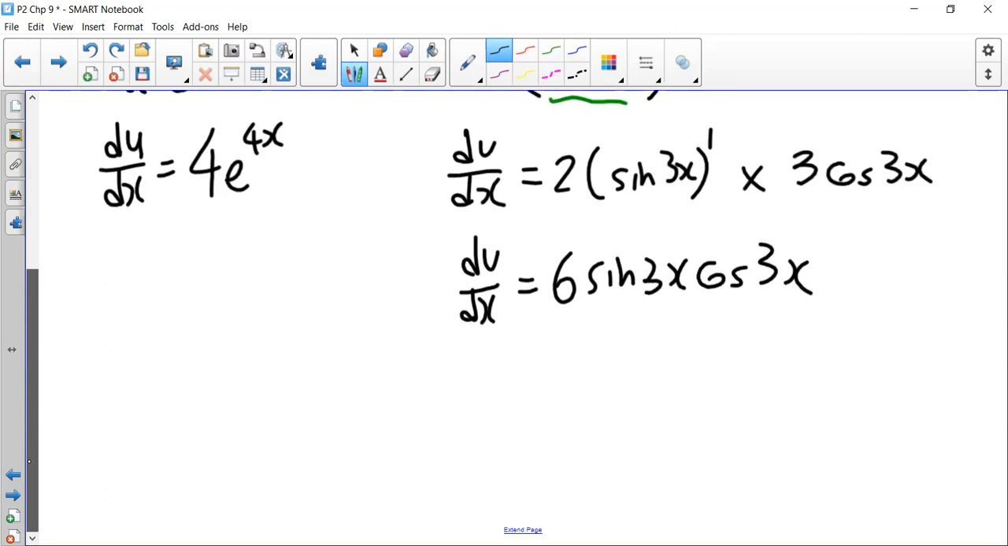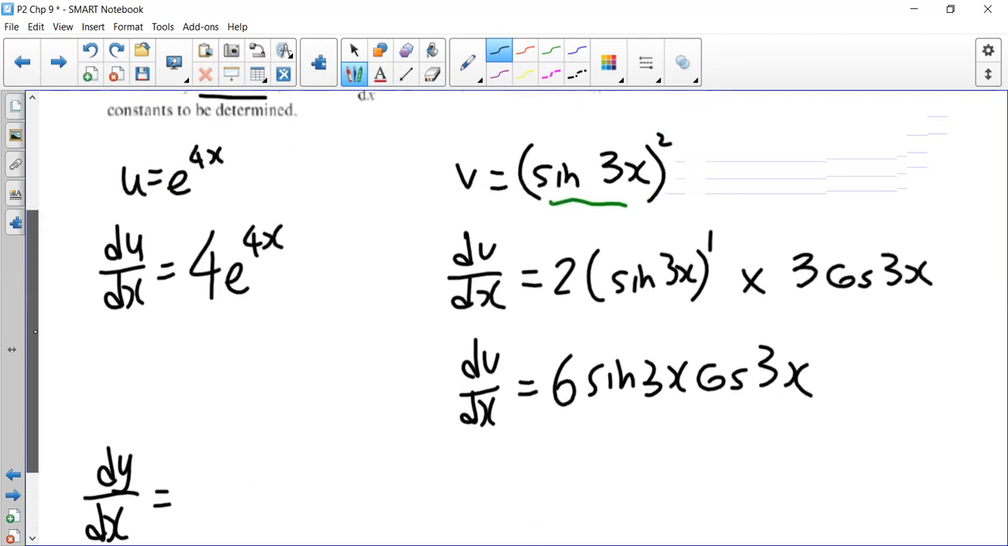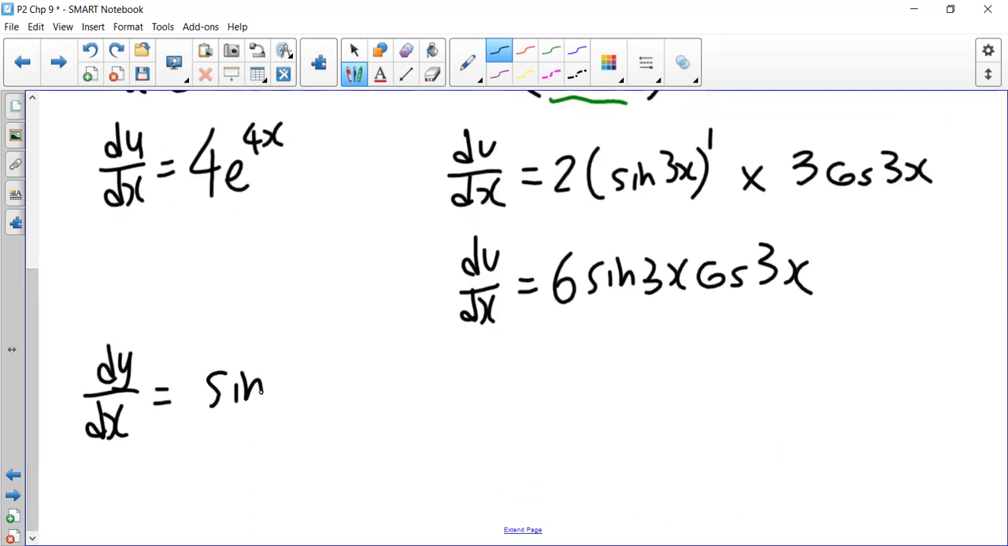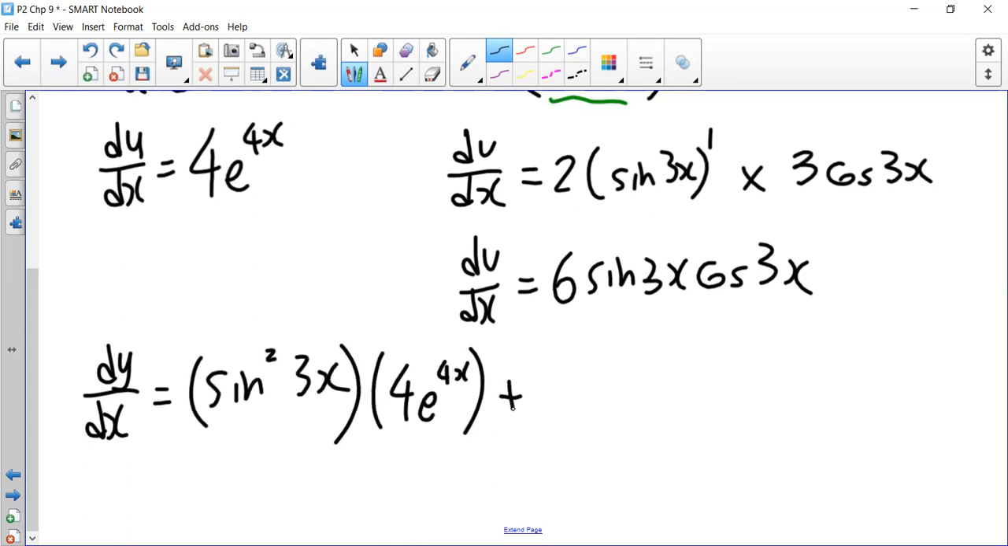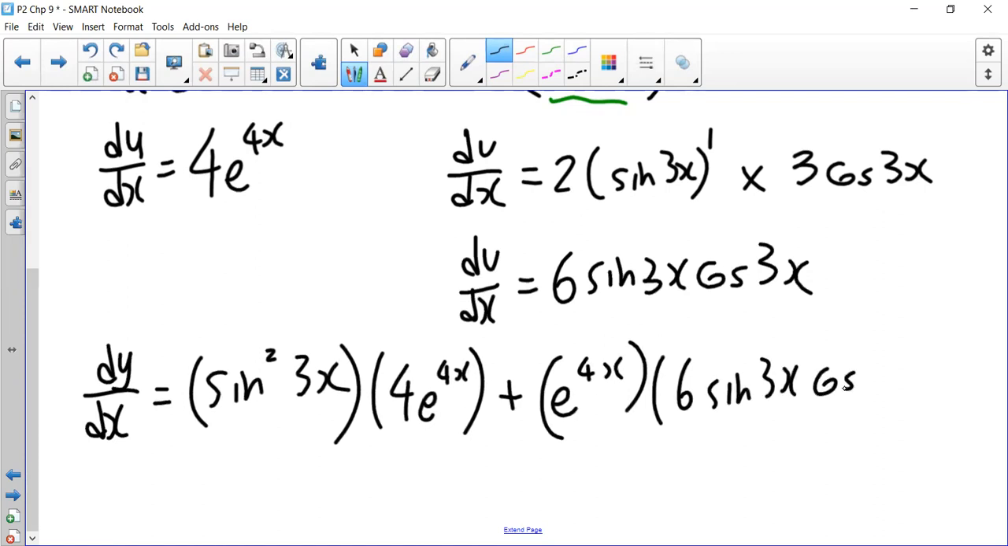And we've got all the ingredients. We can now do differentiation. We can write dy by dx equals v du. So v is sine 3x squared. Now we're going to sine square 3x. v du times 4e to the power 4x plus u, e to the power 4x, dv times 6 sine 3x cos 3x.